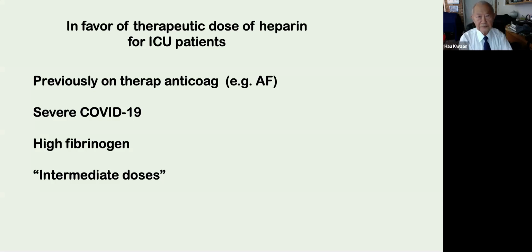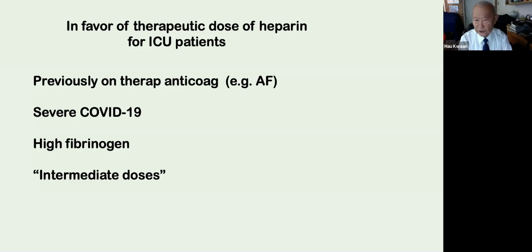So with that, how much heparin should you be giving? There are many investigators and many healthcare providers seeing sick ICU patients who are in favor of using a therapeutic dose of heparin in the ICU patients. And obviously, if they previously had indications for therapeutic anticoagulation, such as atrial fibrillation, they should continue on that. Then in severe COVID patients, I would like to bring up the role of high fibrinogen. We see high fibrinogen in patients with so-called heparin resistance.